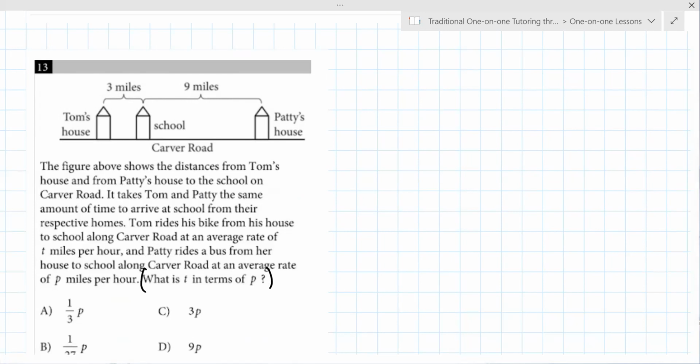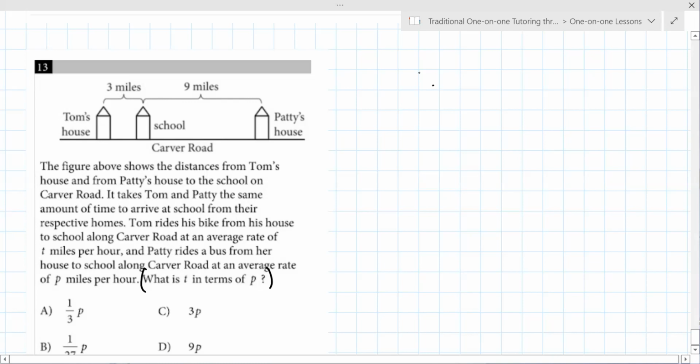The figure above shows the distance from Tom's house and from Patty's house to the school on Carver Road. It takes Tom and Patty the same amount of time to arrive at school from their respective homes. Tom rides his bike from his house at an average rate of T miles per hour. Patty rides a bus from her house to school at an average rate of P miles per hour. Okay. What is T in terms of P?